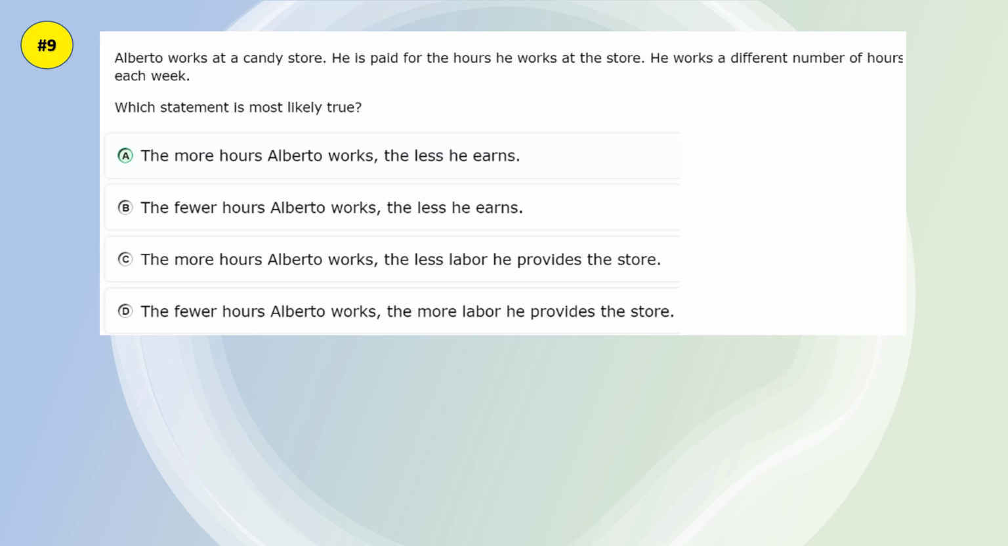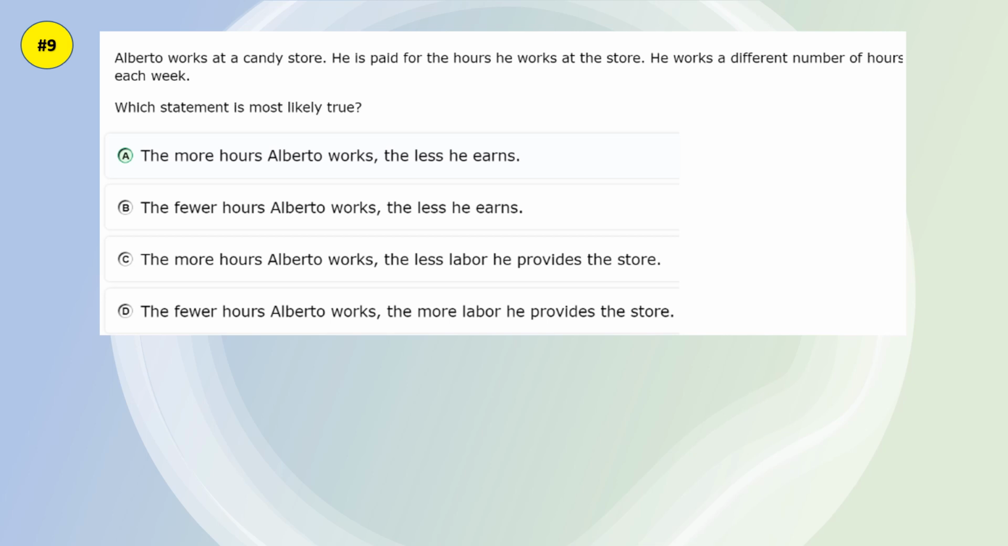Okay, that makes sense, because if I don't work that many hours, I won't get paid that much. It's looking like B, but let's keep reading. C says the more hours Alberto works, the less he provides the store. That doesn't make sense, because if he works a lot of hours, then he's providing a lot to the store, right? Not a little bit. I don't like that one. Let's look at D. D says the fewer hours Alberto works, the more labor he provides. Now, the word labor means the more work, okay? So that doesn't make sense either.